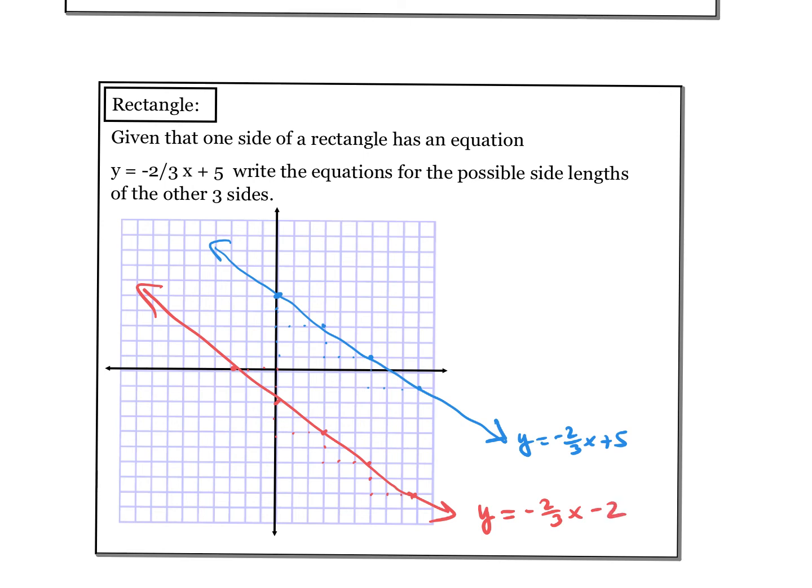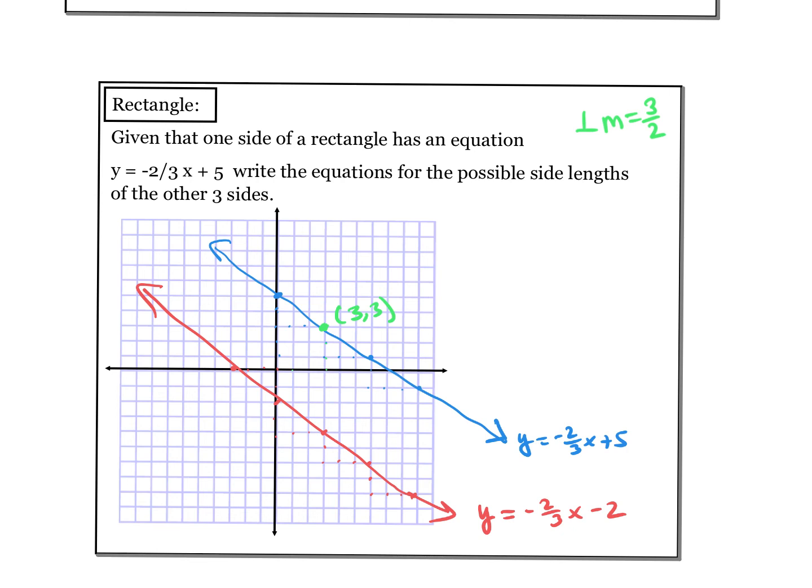Now, the other 2 sides are perpendicular, and this is what I was talking about as another constraint. What is the slope of a line perpendicular to these? Instead of negative 2/3, it'll be what? 3 halves. Let's say your constraint is it must go through this point, which is 1, 2, 3. This is one vertex of your rectangle.